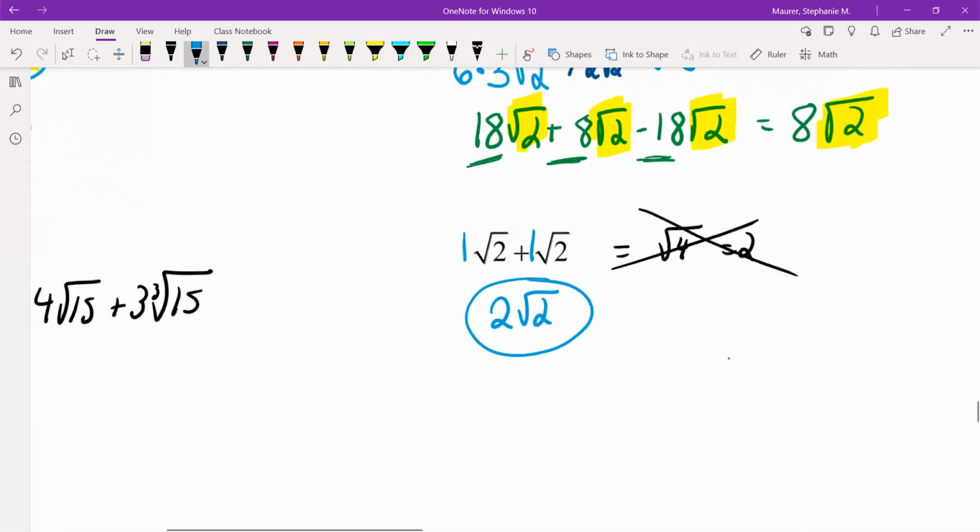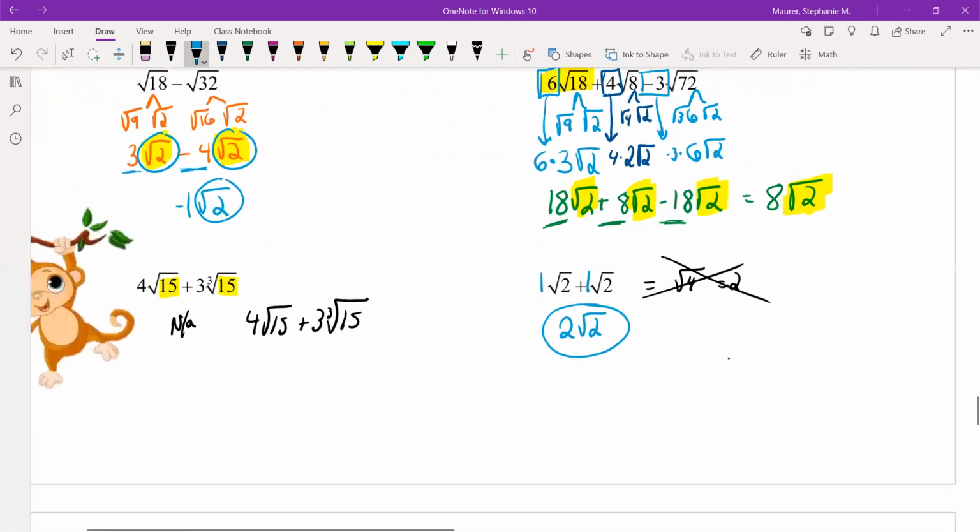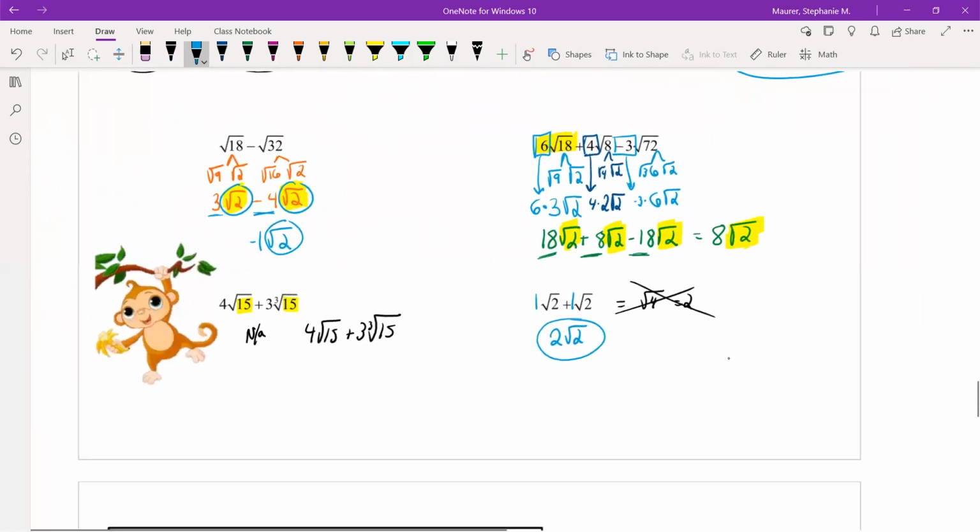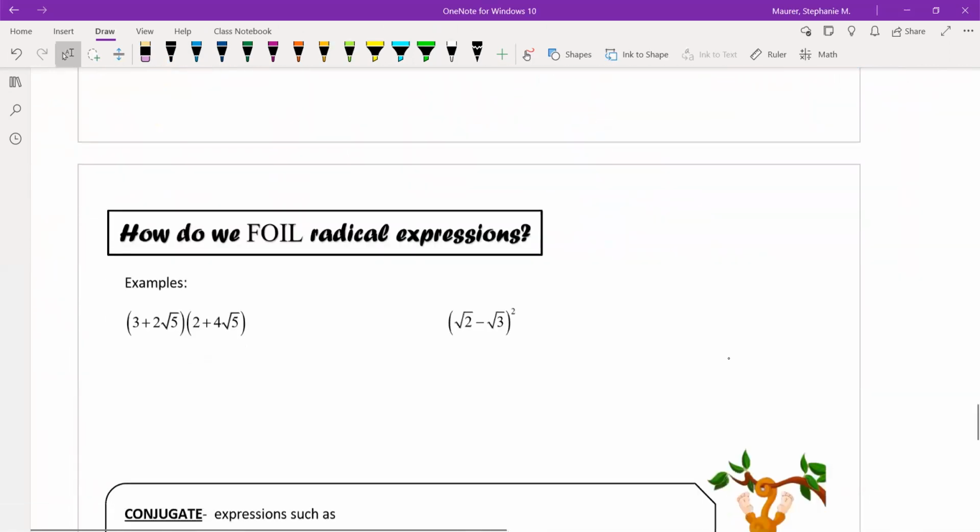Again, what we're really doing is adding those numbers out in front, but the square root of 2 travels with us all of the way. So in general, those are the things that you're going to see when it comes to radicals. I should say more specifically adding radicals. And now we're going to move on to the next page.